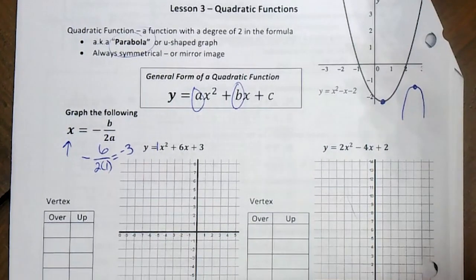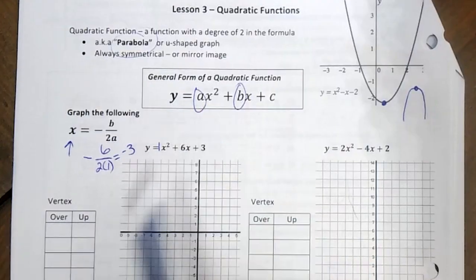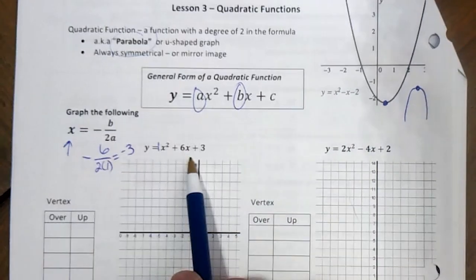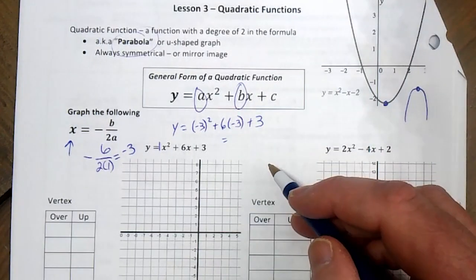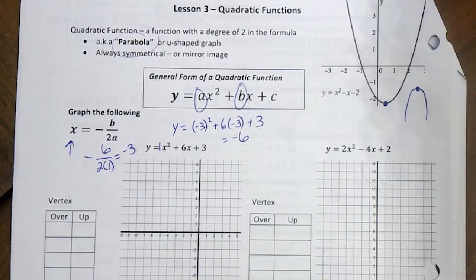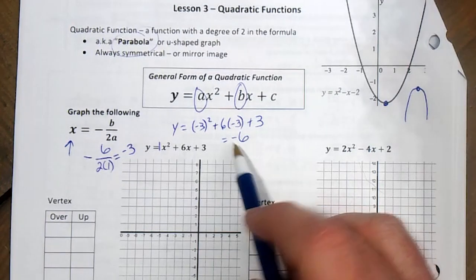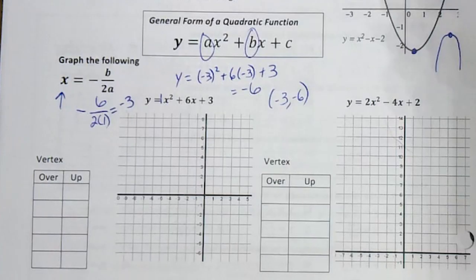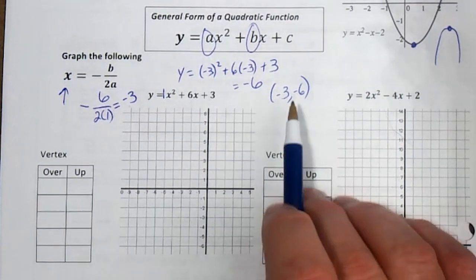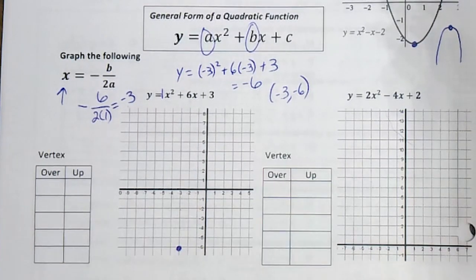So to get the other part of the vertex, we need to find the y-coordinate. So we're going to take this negative 3 and plug it into the formula, in this case, this one where we started. So we're going to get negative 6. So from here, we've got the x, we've got the y, our vertex. Okay, step 1 is finding the vertex. We found that. So I'm going to put this on the graph, negative 3, negative 6. So we've got the vertex.